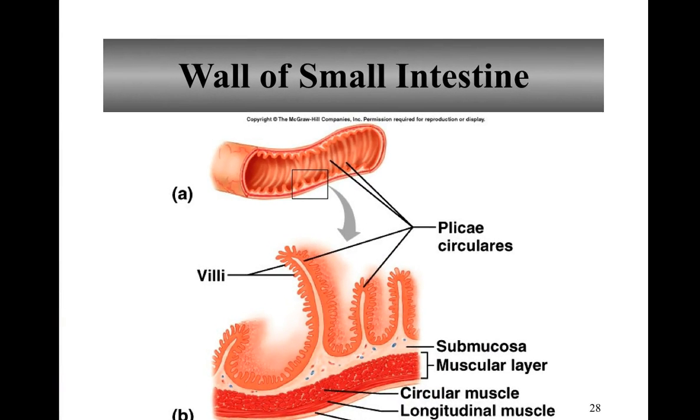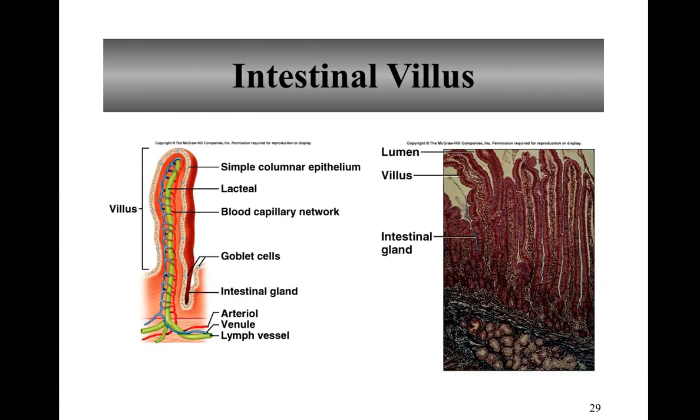The walls of the small intestine are highly folded and have many specialized processes to increase surface area for absorption. These include the circular folds, as well as the villi and microvilli that line the small intestine. Here you can see the villi. The villi are finger-like projections from the wall of the small intestine, and they contain blood vessels and lacteals, which are the special lymphatic capillaries for absorbing lipids and carrying them to the bloodstream.